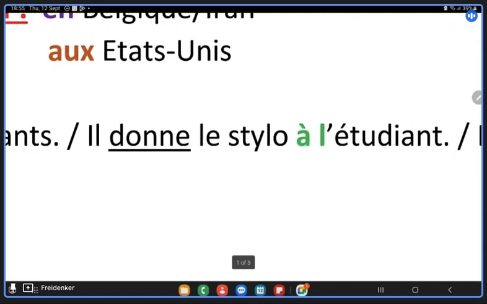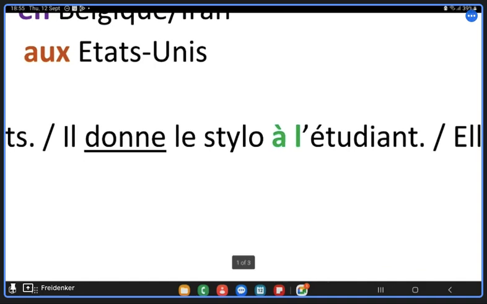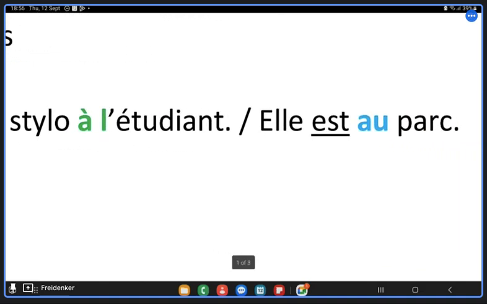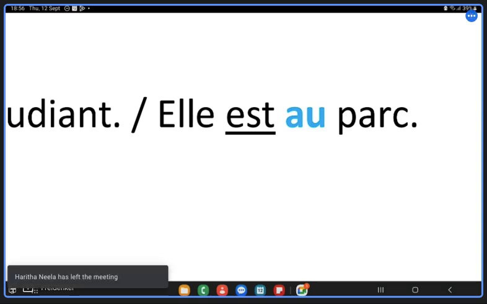The second example is he gives the pen to the student. Stylo is pen. He gives the pen to the student. There is no contraction here because it is L apostrophe. L apostrophe has no contraction. Another example, she is in the park. Elle est à le parc. She is in the park.